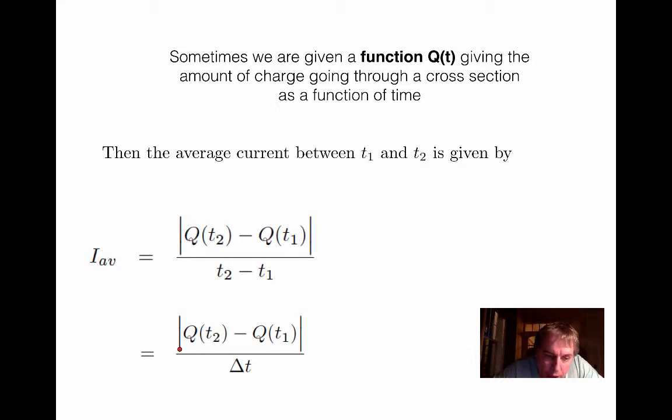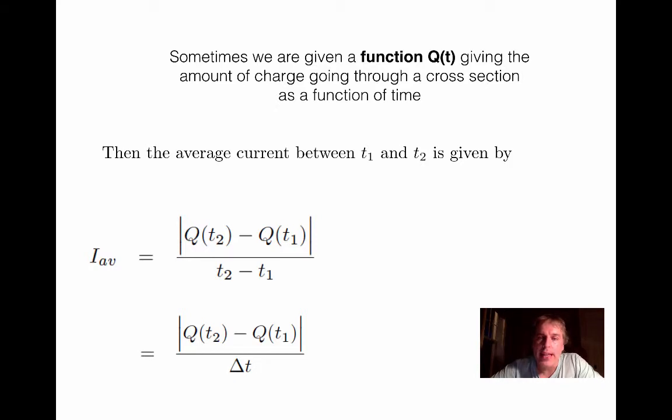You might worry about the fact that when I wrote the equation for delta Q over delta t, I had the absolute value over the whole thing. But I don't need to take the absolute value all the way down, because delta t is always positive. So I can actually just write it this way, and that's perfectly fine.